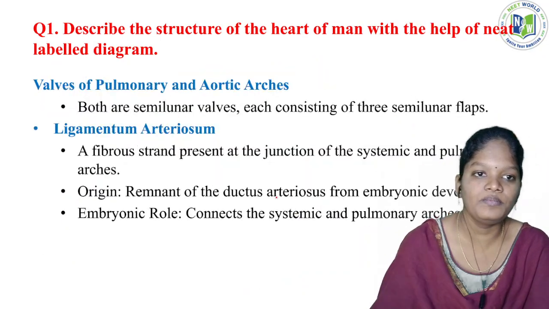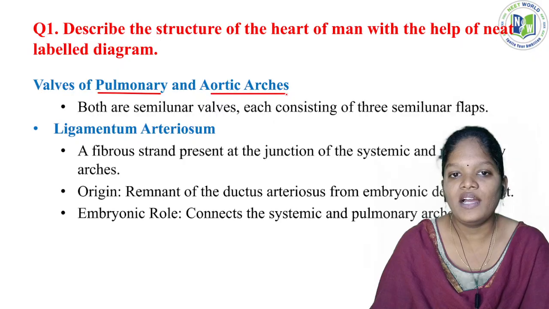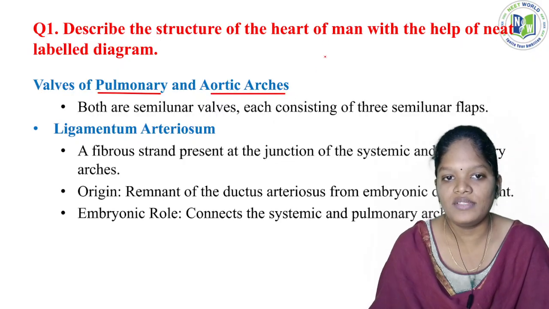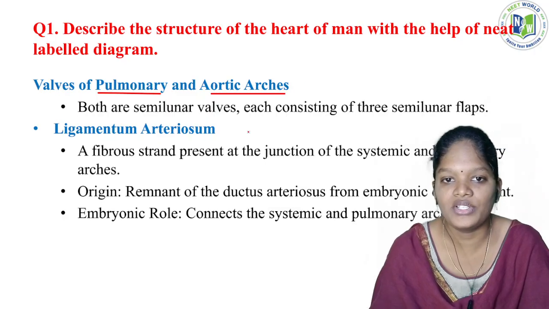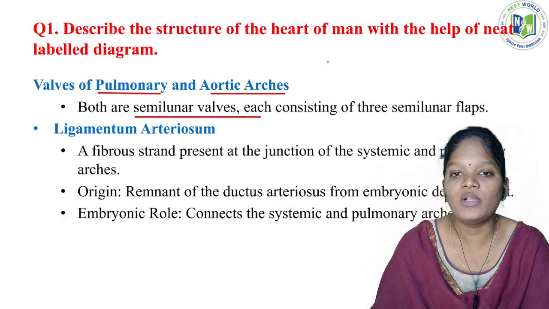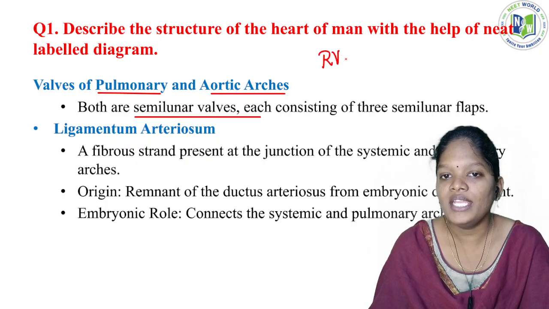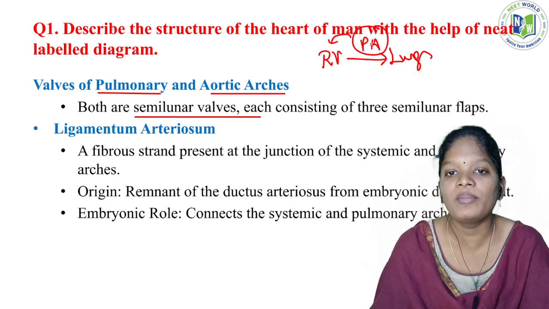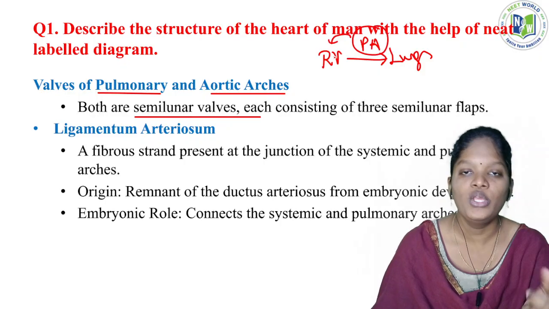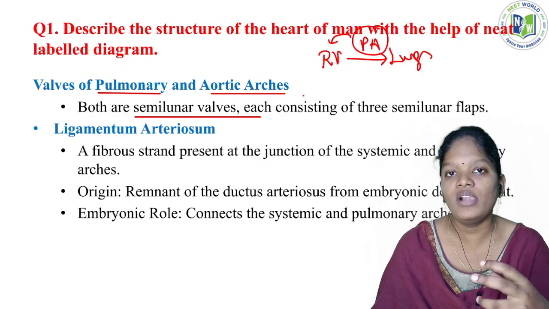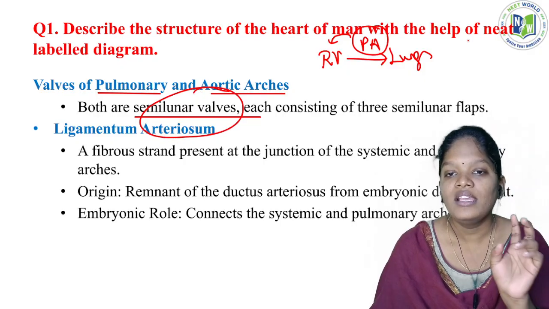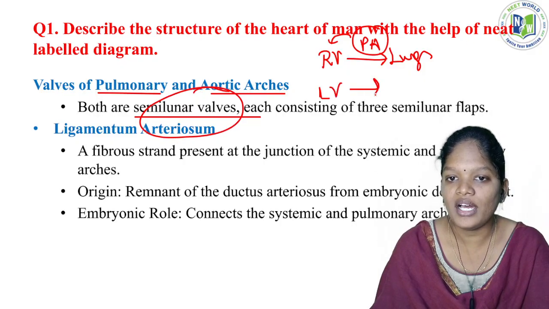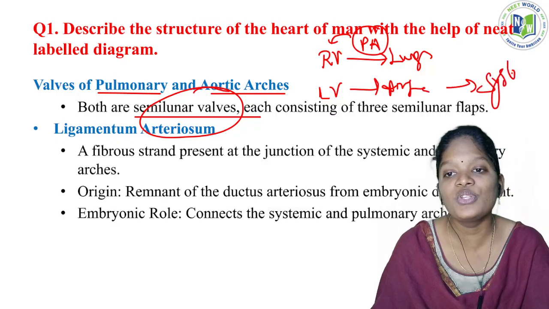Now, valves of the pulmonary and aortic arches. What are the valves present in the pulmonary and aortic arches? Both are semilunar valves. As we discussed before, from the right ventricle the blood is taken to the lungs with the help of the pulmonary artery, and the blood shouldn't flow back from the pulmonary artery to the right ventricle. This backflow of blood is prevented by a valve called the semilunar valve. Again, from the left ventricle the blood has to enter into the aorta so that it reaches the other physiological systems.